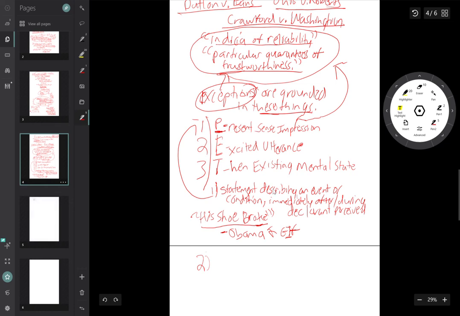All right? So number two, the excited utterance is a statement describing an event, a startling event, or condition. And it was made while under the stress. This is a big requirement.